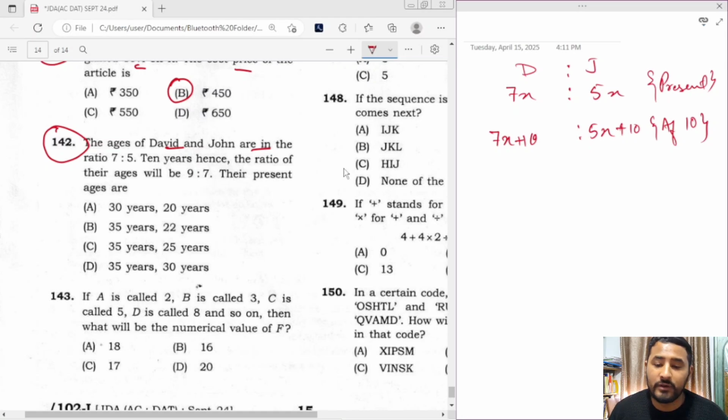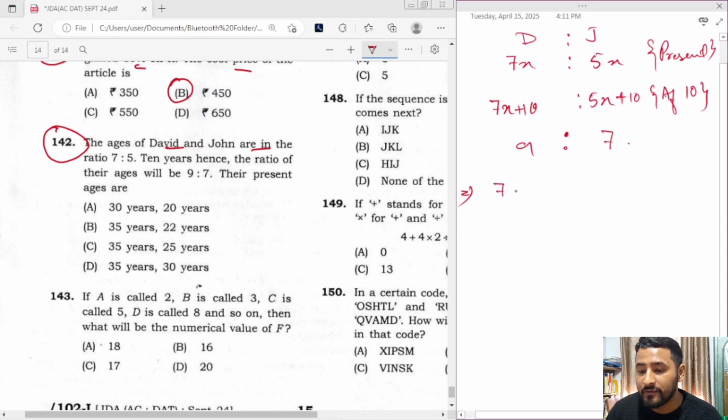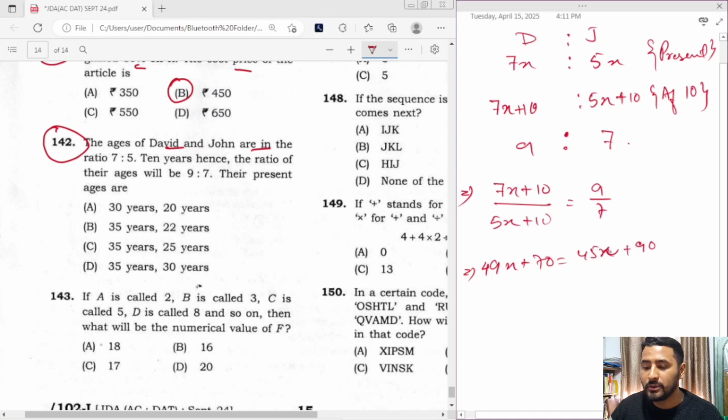Now after 10 years, the ratio of the ages will be how much? The ratio will come to 9 by 7. Let us do it. Now make the equation. You know, ratio can be written like this also: 7x plus 10, after 10 years, divided by 5x plus 10, equal to 9 by 7. So cross multiply. 7 into 7 will be 49x plus 70, equal to 45x plus 90. Just doing the cross multiplication.